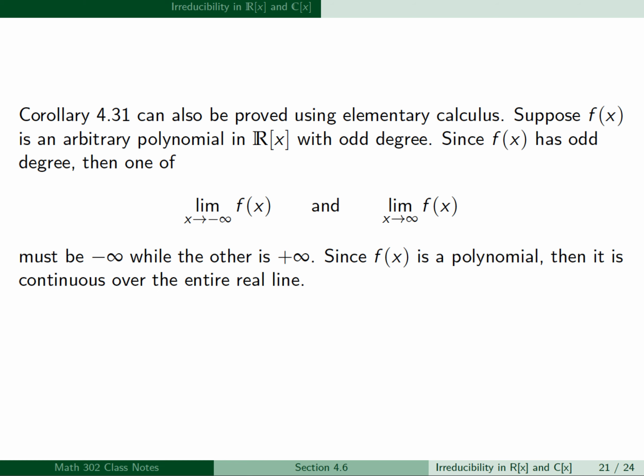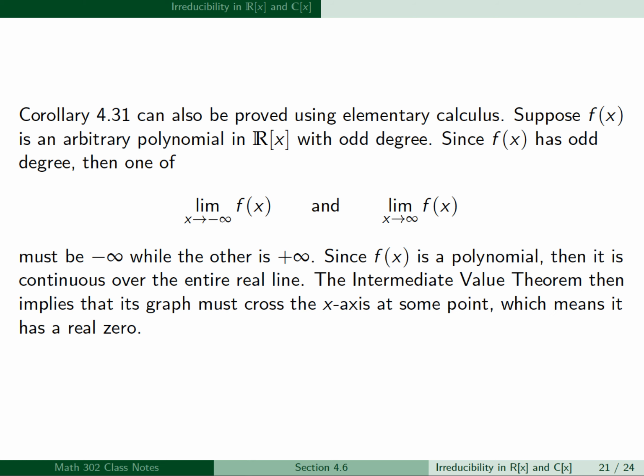Since f(x) is a polynomial, it's continuous over the entire real line. So if the limit as x goes to minus infinity is, say, minus infinity, and the limit as x goes to infinity is plus infinity, then somewhere between the two ends, the intermediate value theorem tells us that our graph must cross the x-axis, which means that it has a real 0.